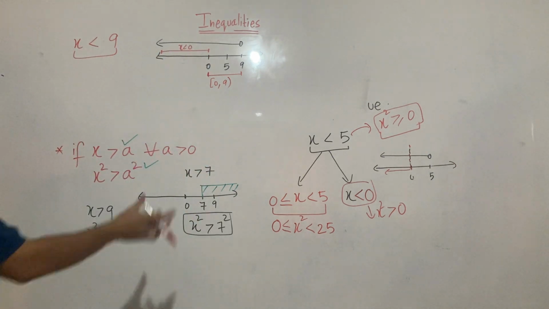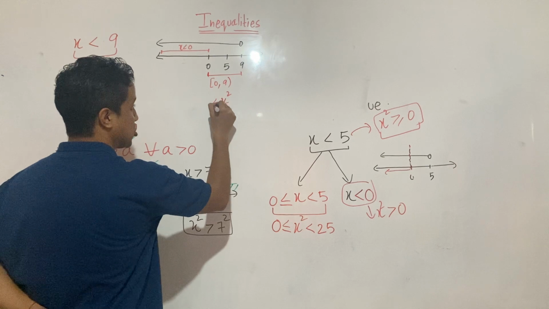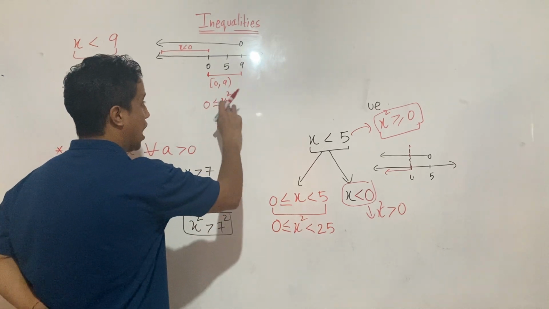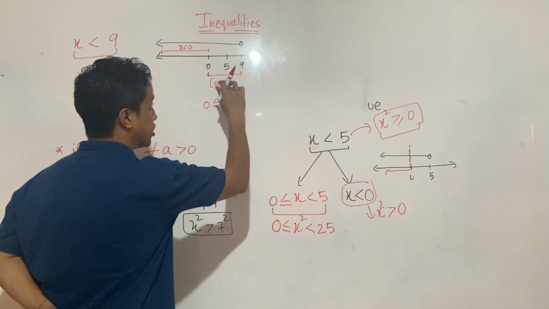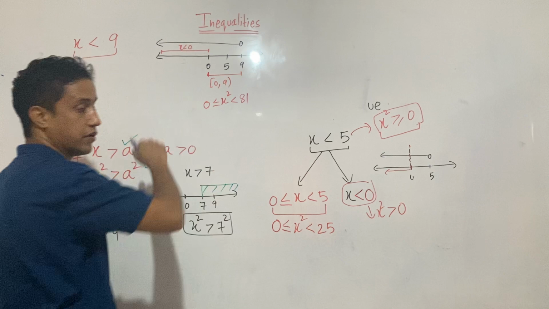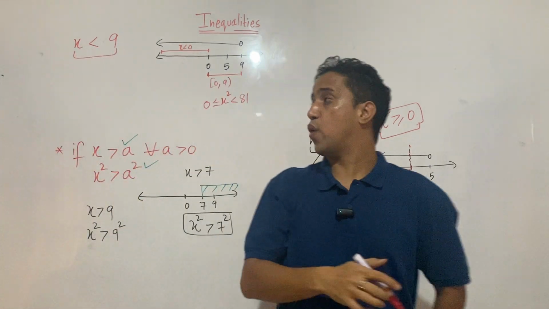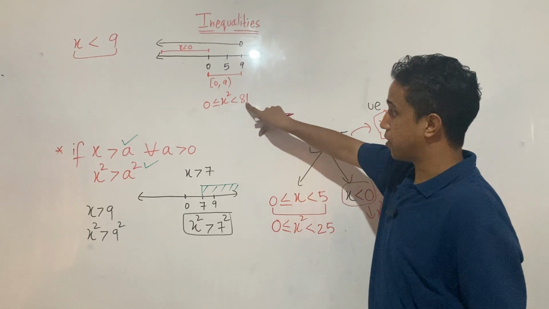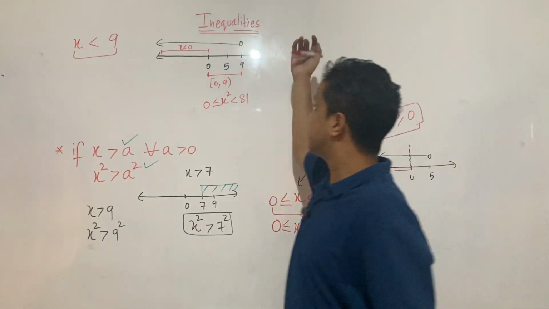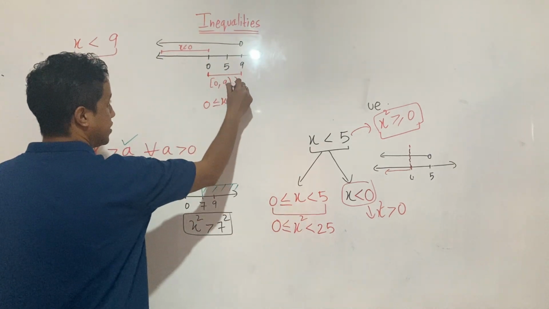Now for the first interval, the value of x square is going to be between 0, including 0, and it will go up to 81. So x square will take the minimum value of 0, and the maximum it will take is 81, right? This is for this interval.